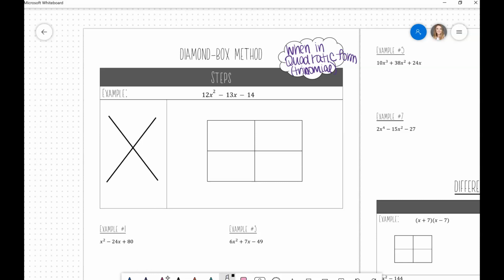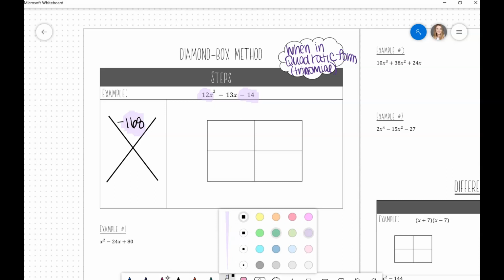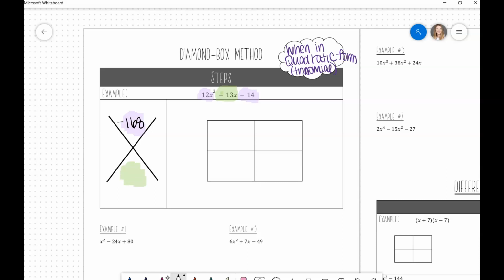So, to review the diamond box method, first we start by taking our a and our c terms and we multiply them together. In this case, we will get negative 168. We then will take a peek at our b term, which is negative 13. Place that in the lower part of the diamond, and that's how we'll get started.